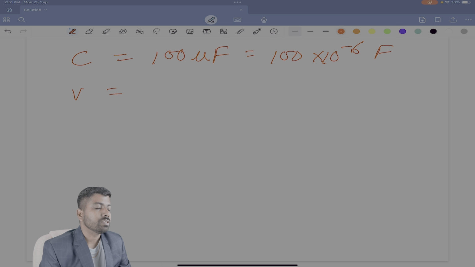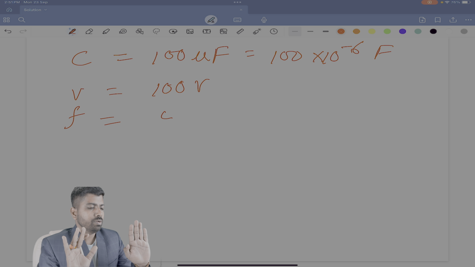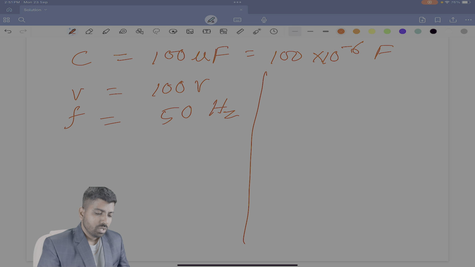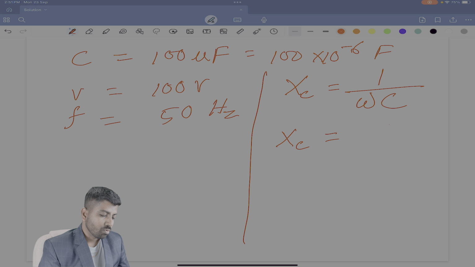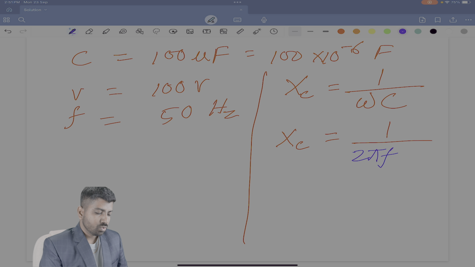And the potential is given as 100 volt, and the frequency is given as 50 hertz. All of you know that the impedance of the capacitor is 1 upon omega C. We derived this in our AC circuit theory. That means the impedance of the capacitor is 1 divided by omega C, and instead of omega, can I write 2 pi f? Answer is yes, I can write 2 pi f.